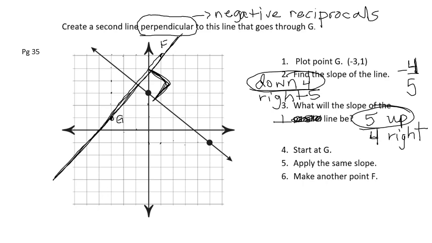So it really does depend on what kind of directions you follow. If you follow the same directions as the original line for the slope, you're going to get a parallel line. And if you follow the negative reciprocal directions of the first line, you're going to get a perpendicular line. So sorry.